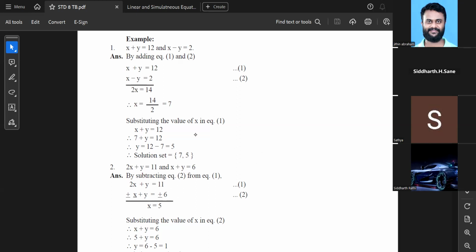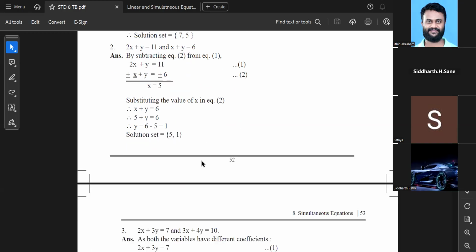Now, I'll take you to the second example. Again, you have two equations: 2x plus y is equal to 11 and x plus y is equal to 6. You've written both the equations. You understood that adding is not going to help. Hence, what did we do? We did subtracting. We are free to do either addition or subtraction, it doesn't matter at all.